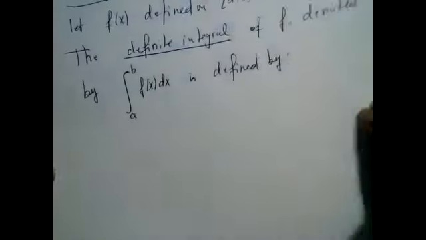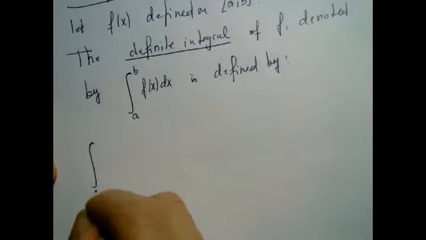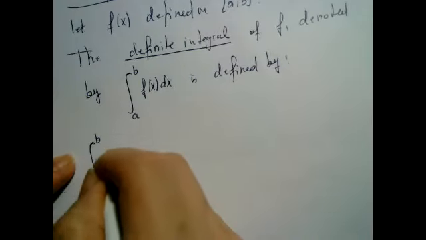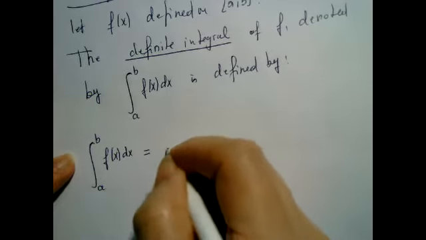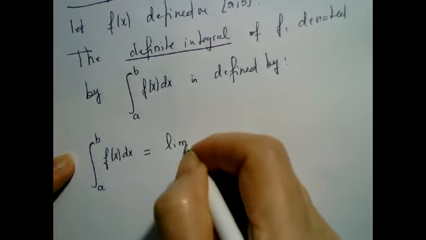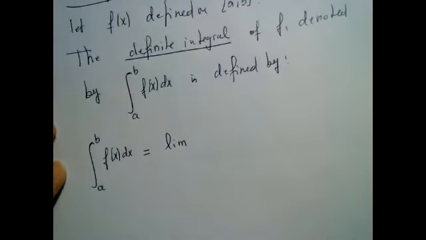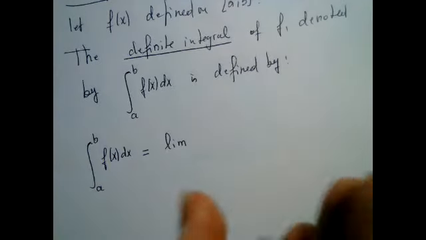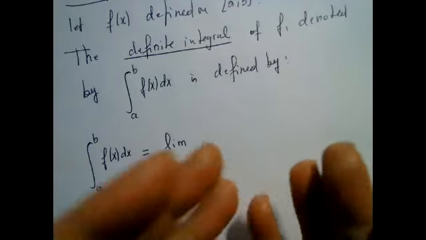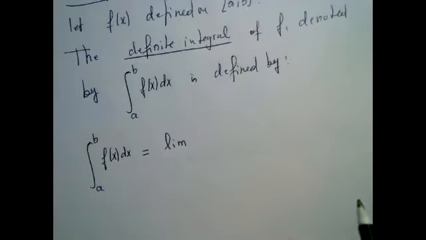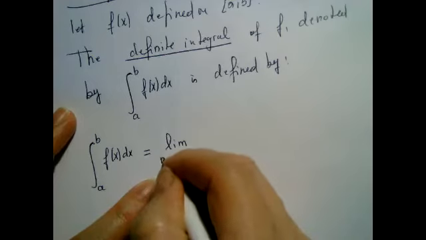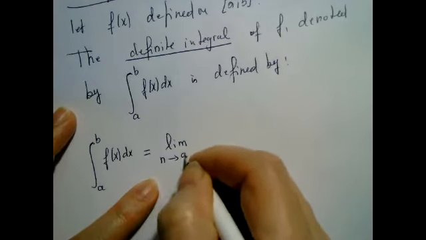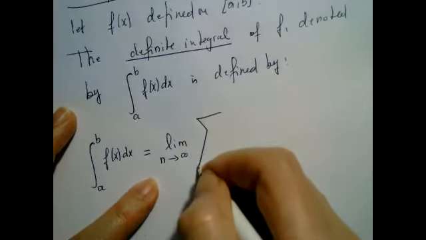It's the following. The definite integral is what happens to those Riemann sums when n is very large. It means when the number of subdivisions becomes larger and larger, what happens to the value of those sums? That's what the definite integral is. So mathematically we write, it's the limit as n tends to infinity of the Riemann sum.